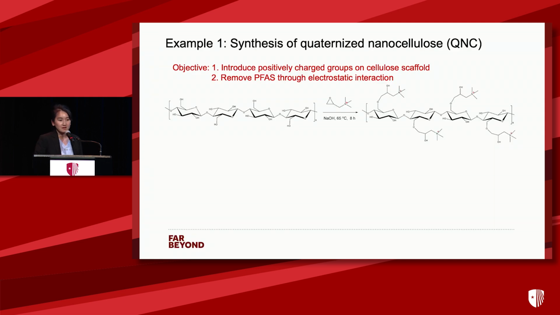Our goal for this novel adsorbent is really, as Dr. Su just mentioned, that short-chain PFAS is really challenging in the PFAS remediation area. We know that short-chain PFAS is mainly taken up by electrostatic interactions, while long-chain PFAS is taken up by both electrostatic and hydrophobic interactions. So we were trying to functionalize this nanocellulose by modifying the positive charge on the cellulose scaffold, in hope of improving adsorption for both short-chain and long-chain PFAS.